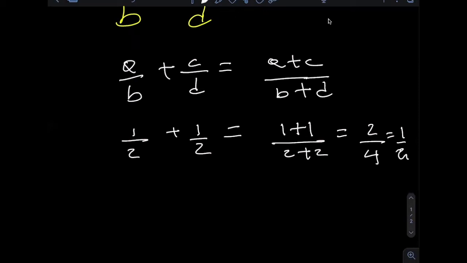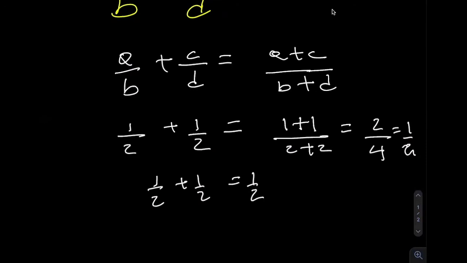So you can see that when we add a half with another half, it would be a whole, not another half. We cannot say 1 over 2 plus 1 over 2 is equal to 1 over 2. That is not mathematically correct, so what we did in this whole operation is not correct.